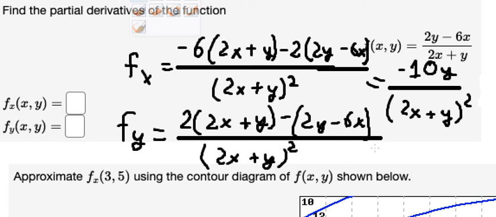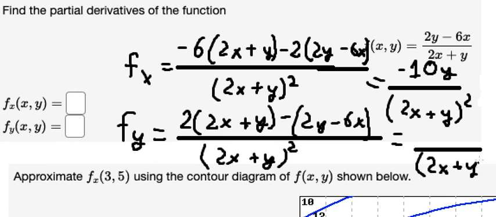We simplify this one, and we got 2 with 2, which is 4. Negative, you got positive, so you got 10x. 2y, negative 2y, they will cancel. And this is the answer of the question.